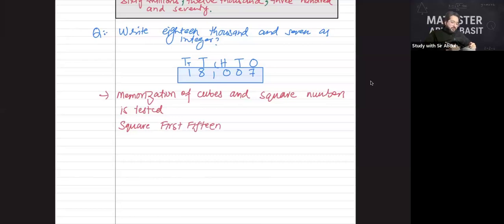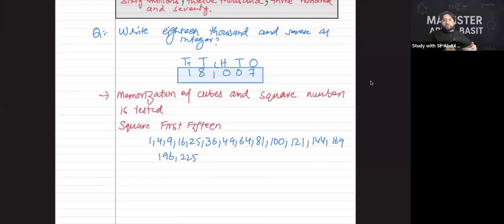Okay. So 1 square is 1, 2 square is 4, 3 square is 9, 4 square is 16, 5 square is 25, 6 square is 36, 7 square is 49, 8 square is 64, 9 square is 81, 10 square is 100, 11 square is 121, 12 is 144, 13 is 169, 14 is 196, and 15 is 225. So that is the first 15 squares that you have to memorize before the examination.